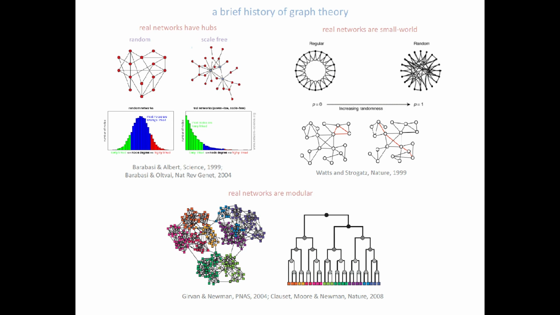The other key finding came from Duncan Watts and Steven Strogatz, where they took a bit of a different approach. They said, well, let's consider two possible extremes of how a network could be organized. On the one side, we've got a random organization. This is similar to what Erdős and Rényi studied. And on the other end, we've got a completely regular and predictable organization. So here, each node is connected to its four nearest neighbors.